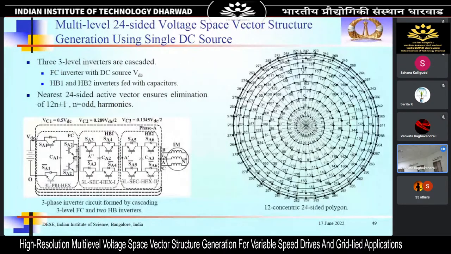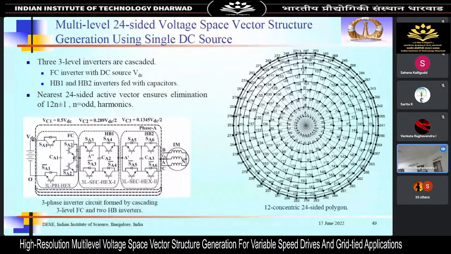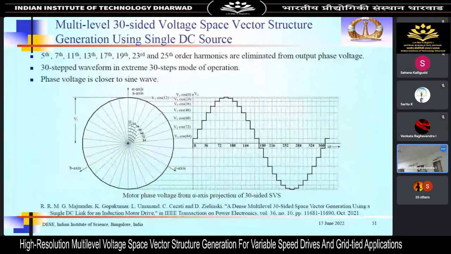So, this is a multilevel 24 step. These are not switch capacitors, right? Yeah, the 24 step means this is the step wave by the extreme step. That's the phase voltage. And the PWM will be between these adjacent layers. Are you getting me?